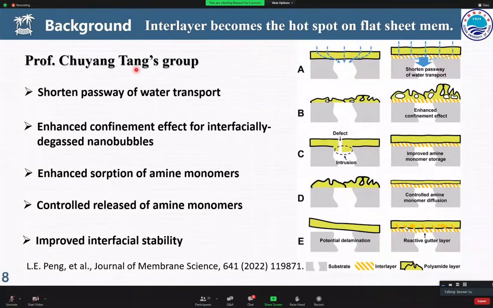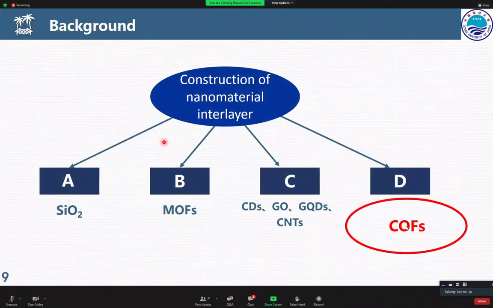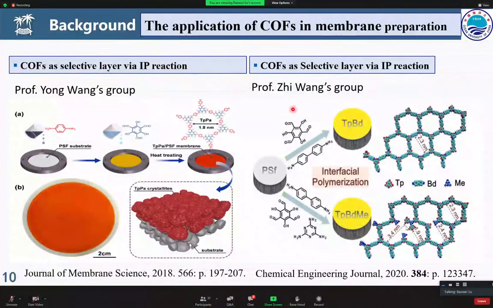Recently, Professor Chuyang Tang has published review papers on interlayer, and they show that interlayer can shorten the water transport pathway, enhance the confinement, and enhance the absorption and release of amine monomers. And many nanomaterials can be used to construct the interlayer, for example, MOFs and graphene oxide. Recently, COFs have been used for fabrication of membranes.